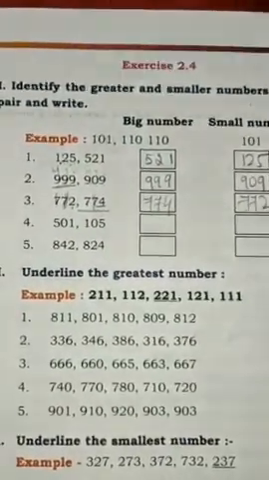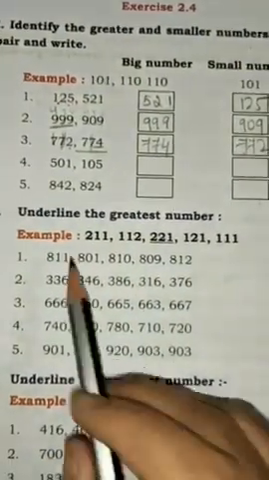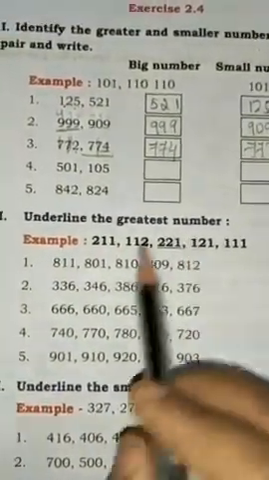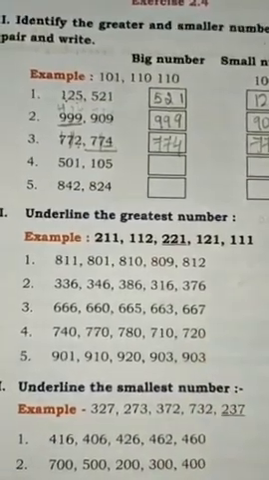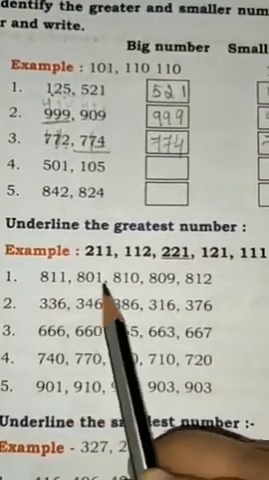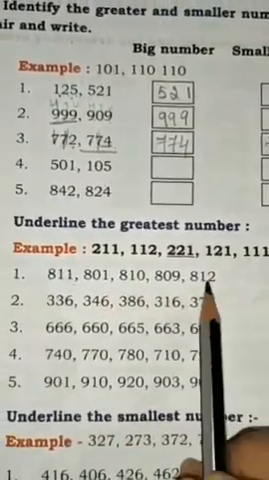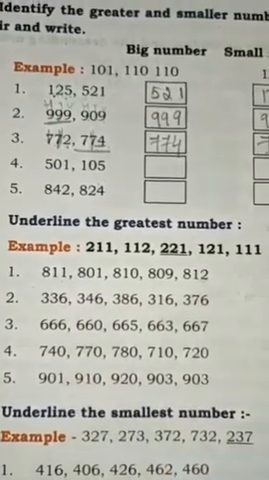Understood, children? Okay, in the same way you try to do these examples. Next, underline the greatest number. You have to underline the greatest number here. The first one is 811, 801, 810, 809, 812. Now you tell me which is the greatest number here.